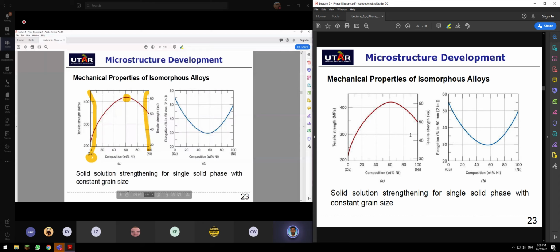Solid solution generating a single phase with a constant grain. So all this data comes from the reference book. If you have the reference book, scroll down to the appendix, not the glossary. In the appendix, you can view a lot of data for all these isomorphous alloys.